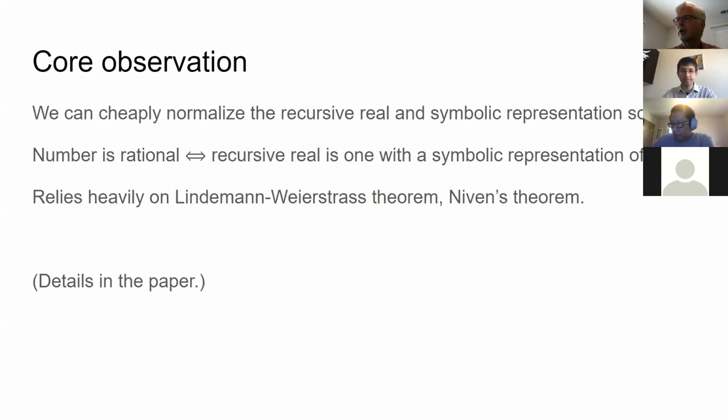So the core observation that makes a lot of this work is that so long as we have a symbolic representation in this form, we can normalize the number in such a way so that if the number is rational, it's obviously so, meaning the constructive real factor is 1 and it has a symbolic representation that says it's 1. This relies on some, as I said, some classical number theory results. In particular, the Lindemann-Weierstrass theorem is very helpful, and Niven's theorem helps for trig functions.